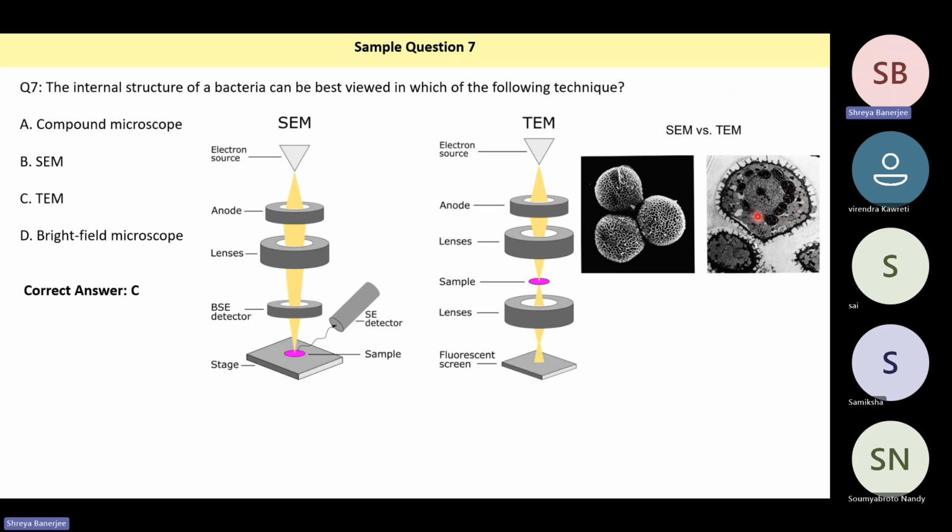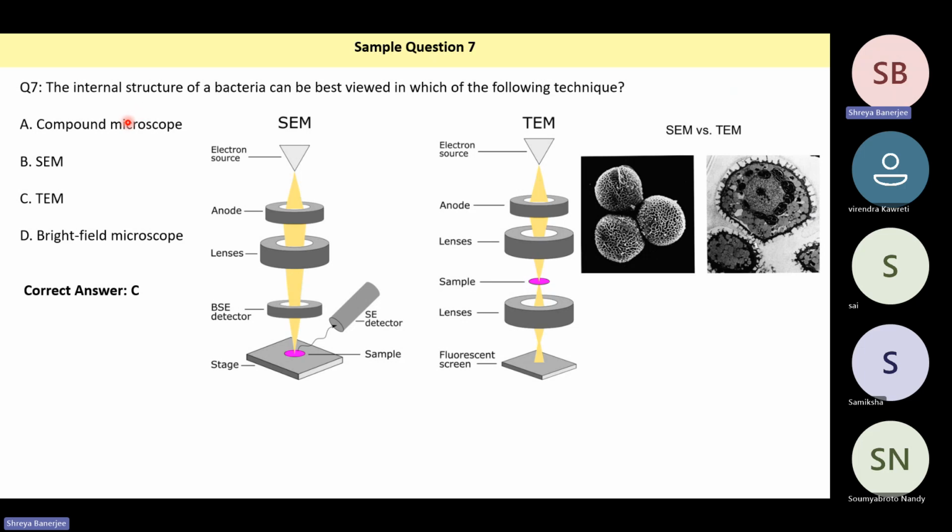of the bacteria also. But one disadvantage of TEM is that the sample slice has to be very thin, because if it is a thick slice, the electron beam will not pass through it. So that is one disadvantage. But if you can manage to get a very thin slice, then you will get a clear picture of the internal structure of the bacteria.